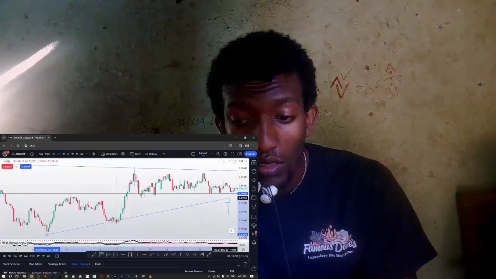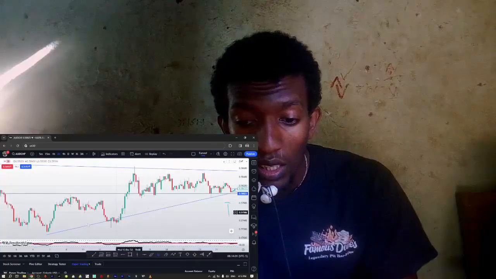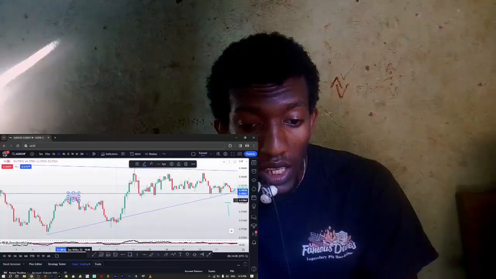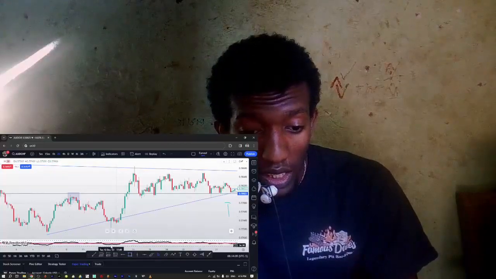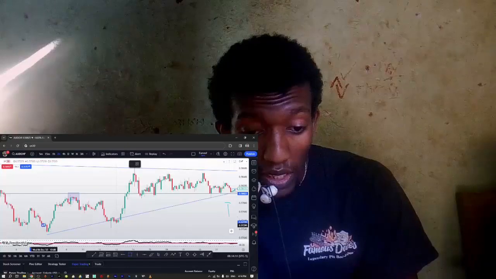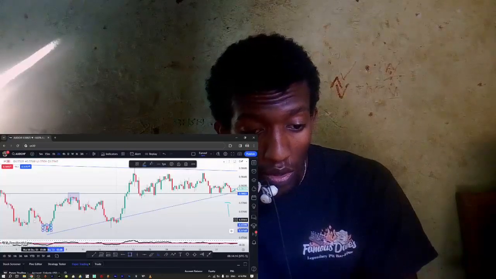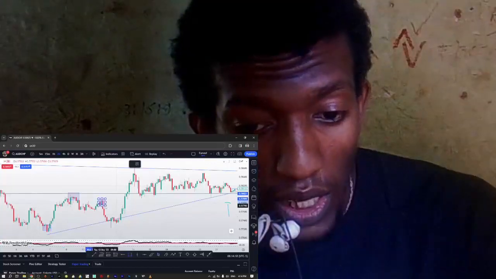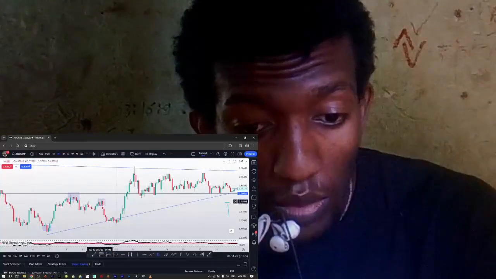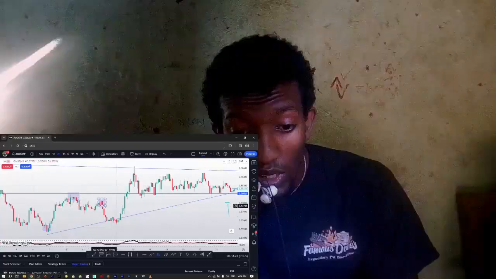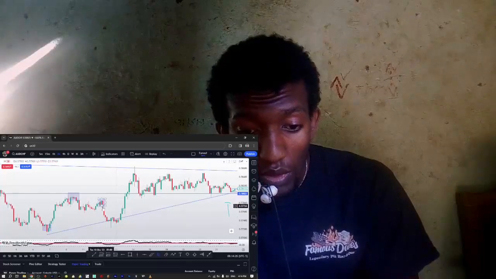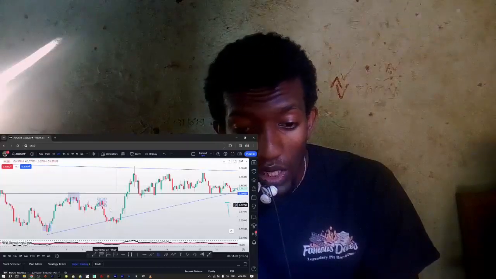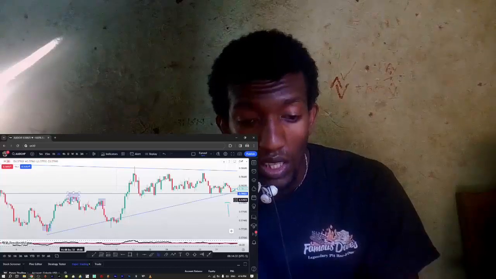What is a higher low? You can see here. This one is a higher high. This one is a lower low. From here, this one is a lower high, because this one is bigger than this one. So if you see it from here to here, it is moving down because it is making lower highs.